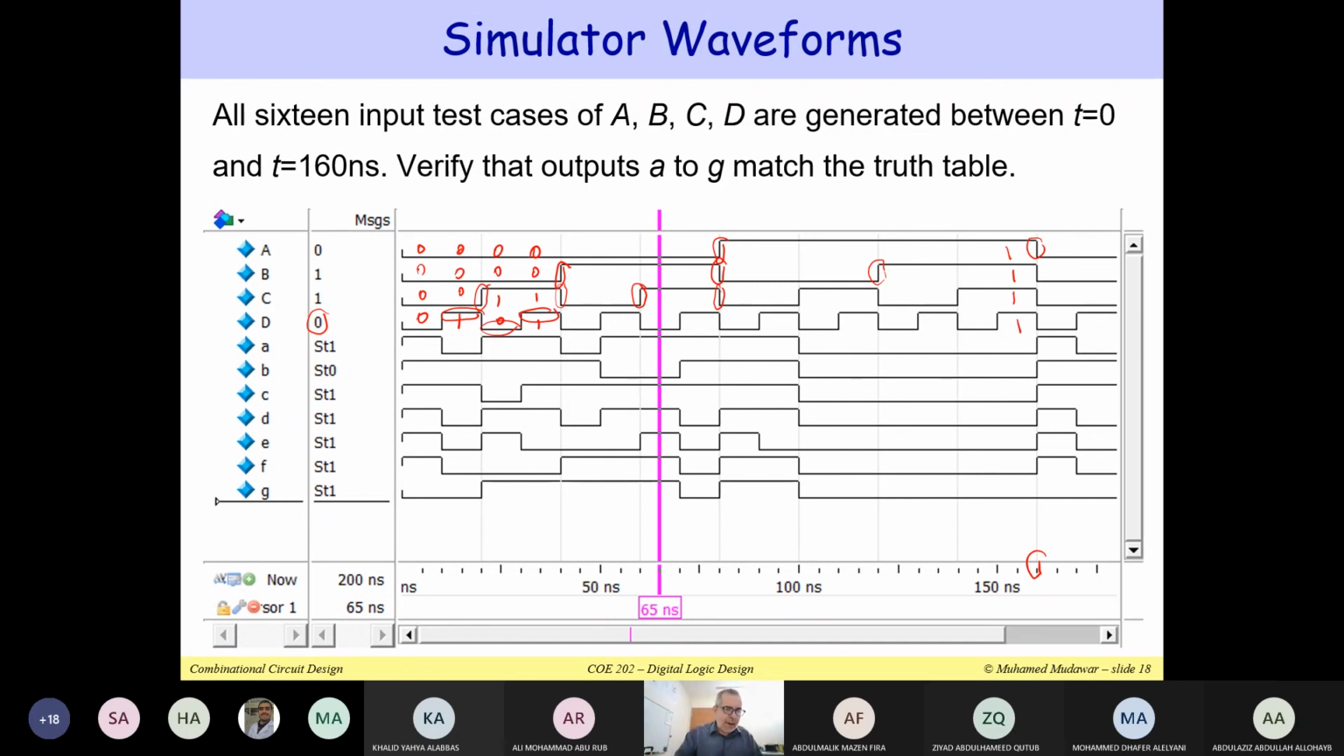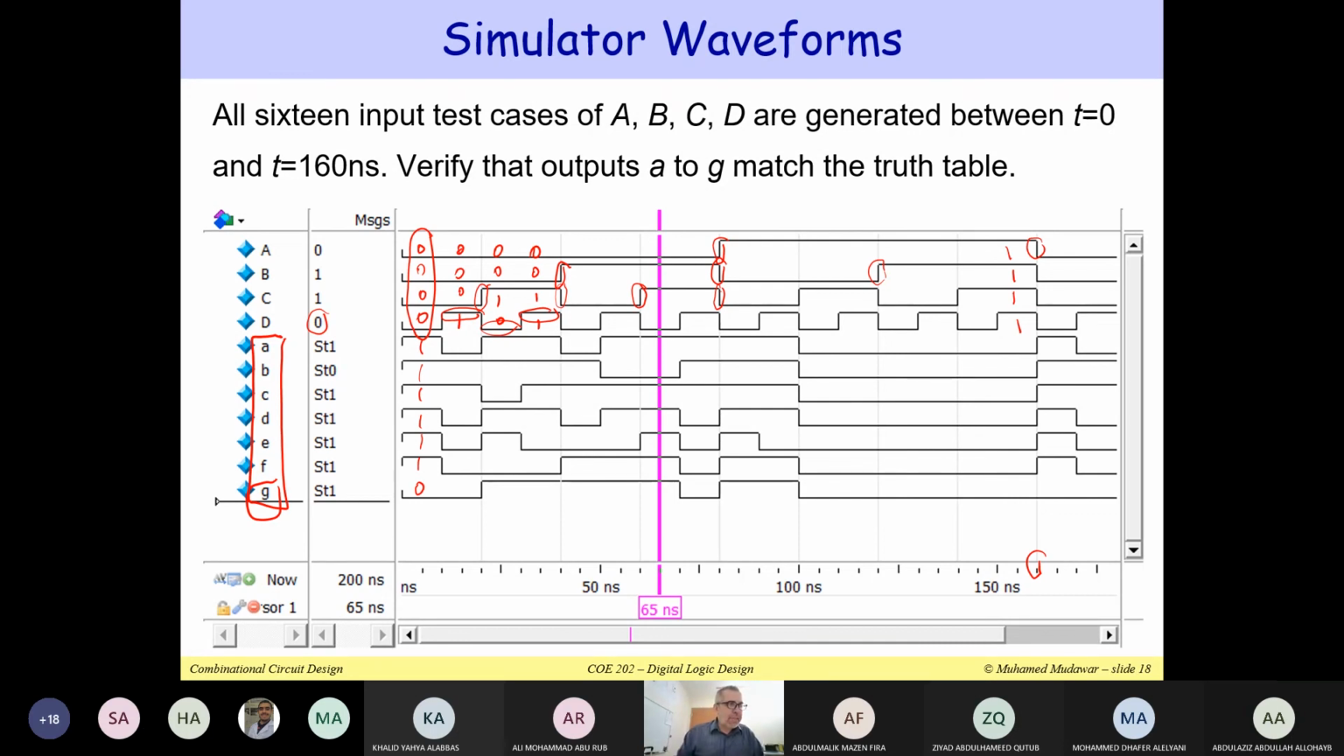And then we can look at the outputs, okay, A to G, and we can verify that we are getting the correct output. So notice that when the inputs are zeros, notice how the outputs, so this will be 1, 1, 1, 1, 1, 1, 0. Notice that only segment G is 0. That will display the digit 0 on the 7-segment display. So you can verify all of this with the help of the simulator. Any question about this?